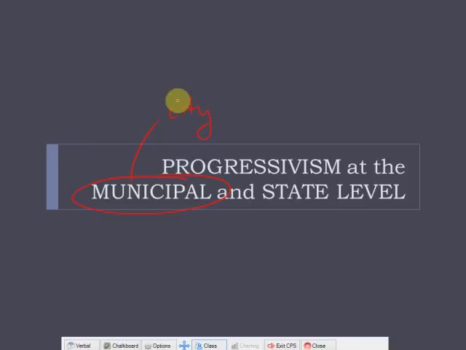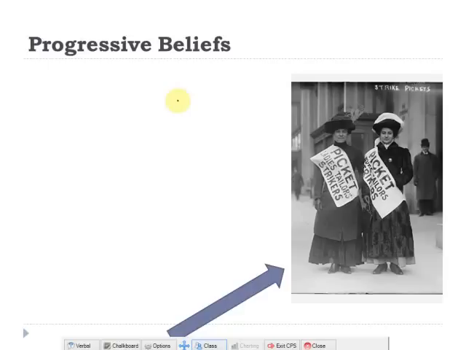Ready? Yeah. Okay. First off, what do progressives believe in? These ladies, these progressives, what do they believe in? I'll tell you what they believe in, so you don't have to guess. First off, they're optimistic. Why do you have to be an optimist to be a progressive? You have to see the potential, right?